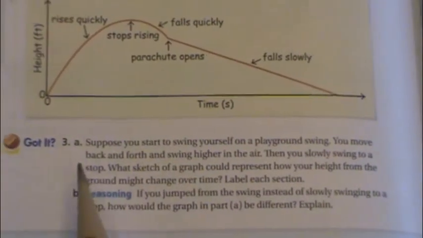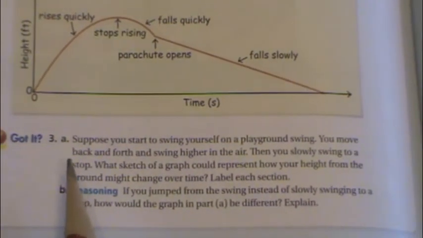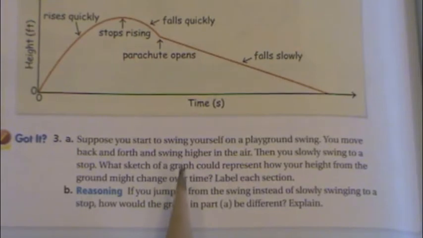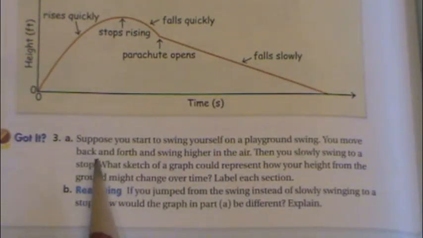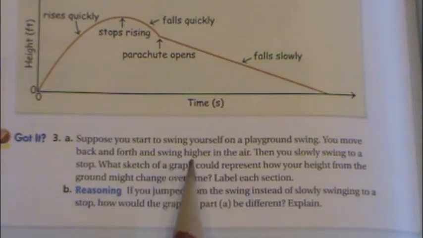I'm not sure that you need to see my answers for number 3. I think that you can work through this on your own and show your picture to me at your next math class. You are swinging. You move back and forth and swing higher in the air. You swing slowly to a stop. What is your graph going to look like?